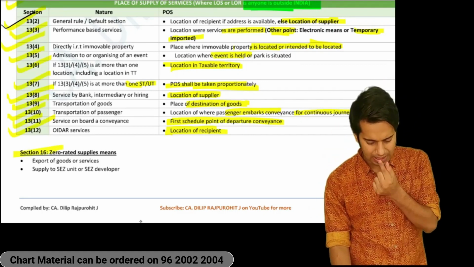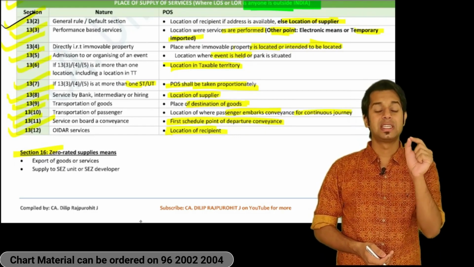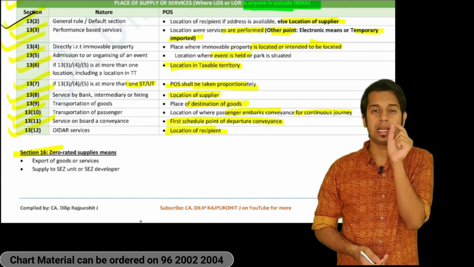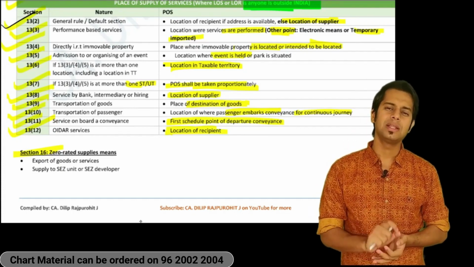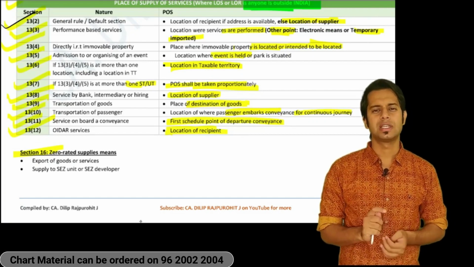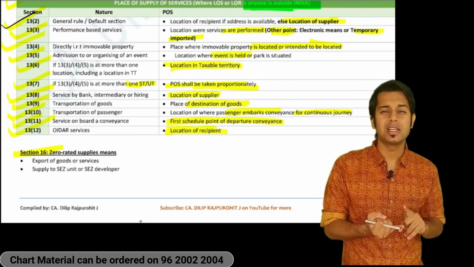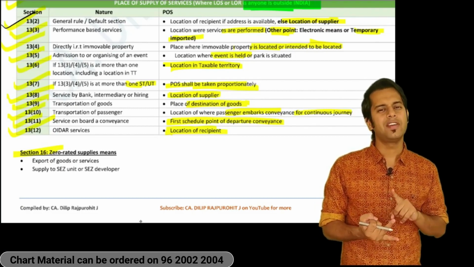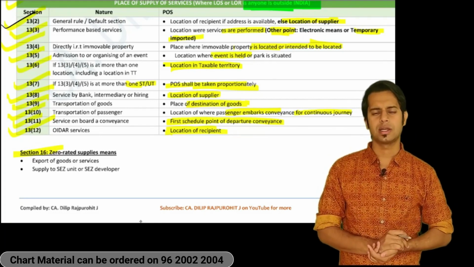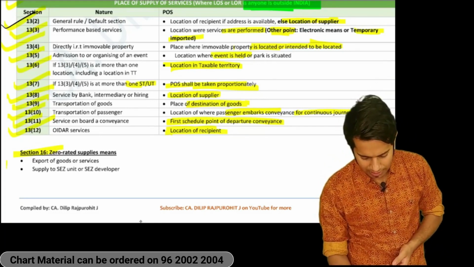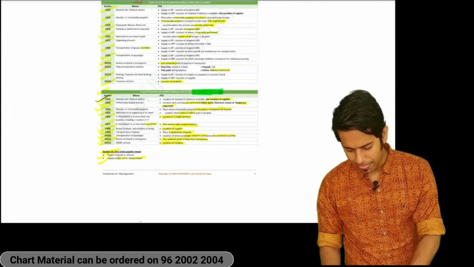Then we have Section 16 of the IGST Act, a very important section, which gives the definition of zero rated supply. Sir, what do you mean by zero rated supply? Zero rated supply means whenever you are making an export of goods or services, it is called zero rated supply. Then whenever a supply is made to an SEZ unit or SEZ developer, that is also called zero rated supply.